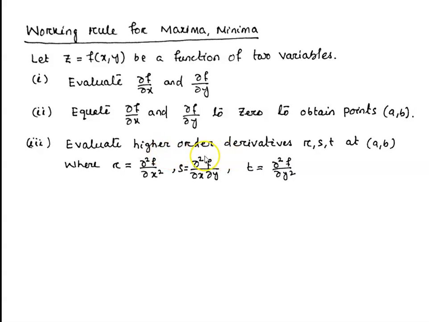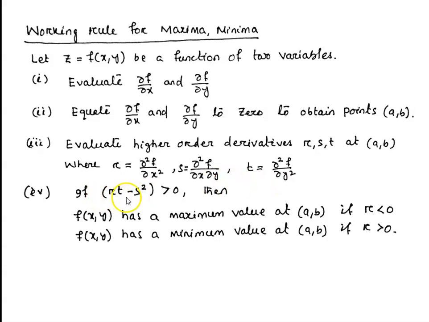Now, evaluate the higher order derivatives r, s, t at that point (a, b), where r is the second order partial derivative of the function with respect to x, that is del square f divided by del x square, and s is the second order mixed partial derivative, that is del square f divided by del x del y, and t is the second order partial derivative of the function with respect to y, that is del square f divided by del y square.